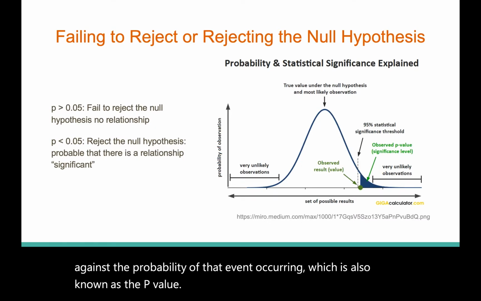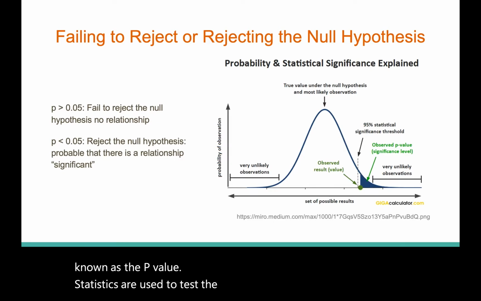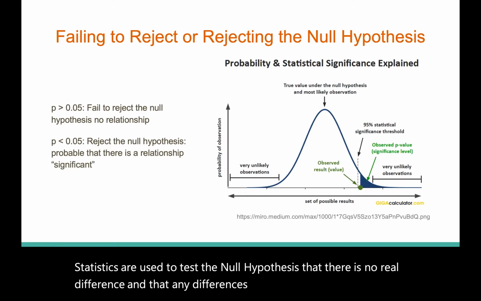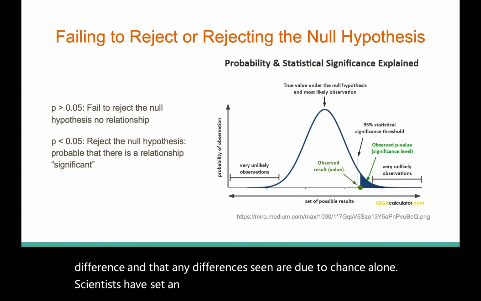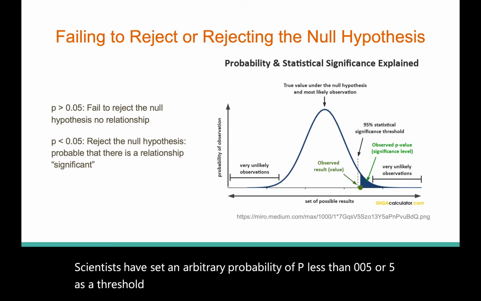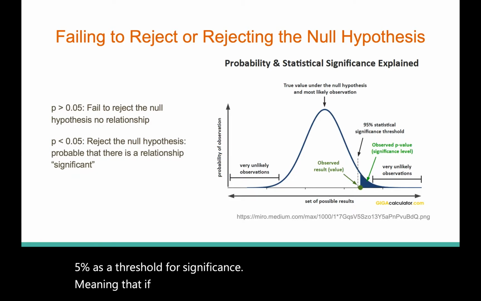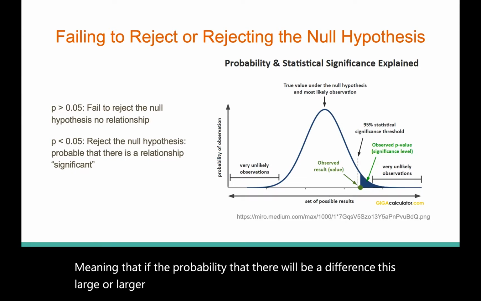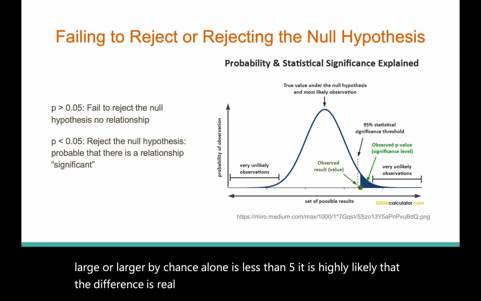Statistics are used to test the null hypothesis, that there is no real difference, and that any differences seen are due to chance alone. Scientists have set an arbitrary probability of p less than 0.05, or 5%, as a threshold for significance, meaning that if the probability that there will be a difference this large or larger by chance alone is less than 5%, it is highly likely that the difference is real or significant in scientific terms.